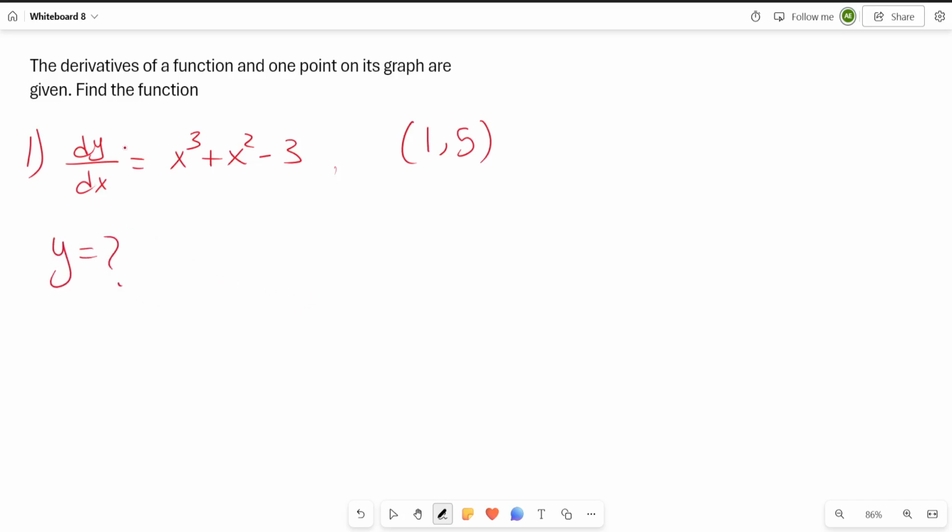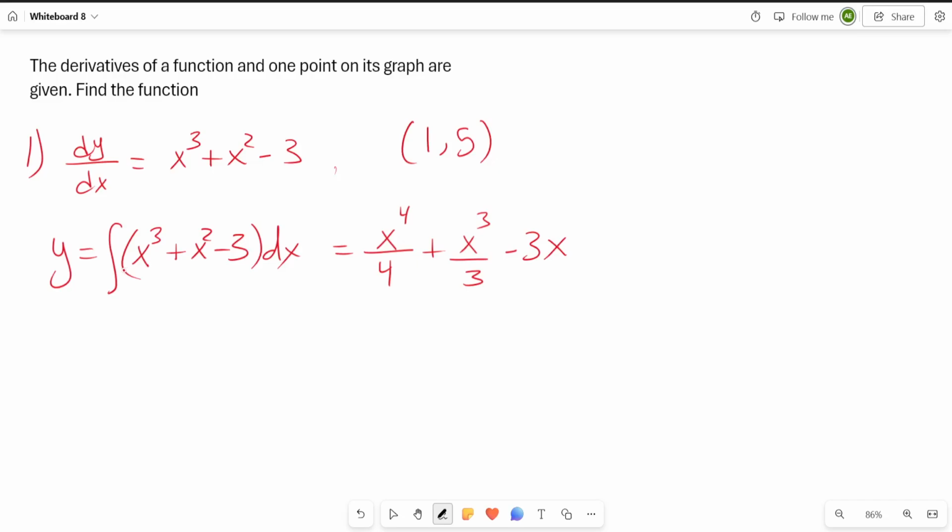Okay, in order to go from differentiation or a derivative to the original function, we need to do integration. So let's start by integrating this dy by dx. So y is going to equal the integration of x cubed plus x squared minus 3 times dx. Okay, so let's start to integrate. So this is going to be equal to add 1 to the power, so 3 plus 1 is 4, x to the 4 over the new power, plus x cubed over 3 minus 3x, and since this is an indefinite integral, we need to add the constant of integration.